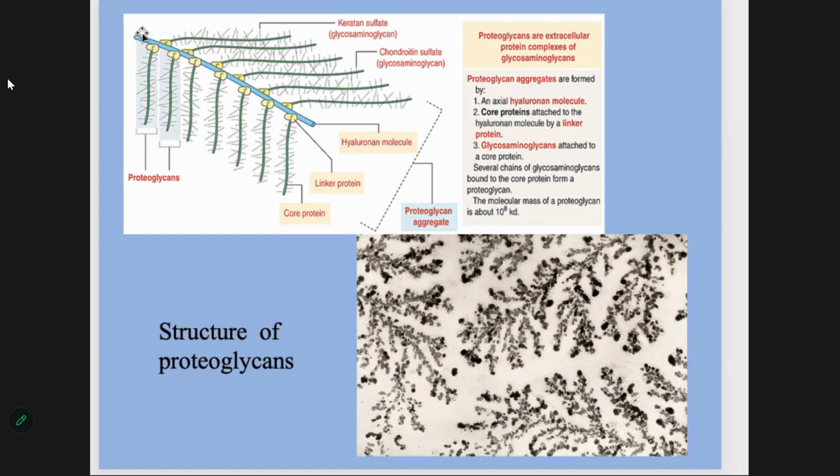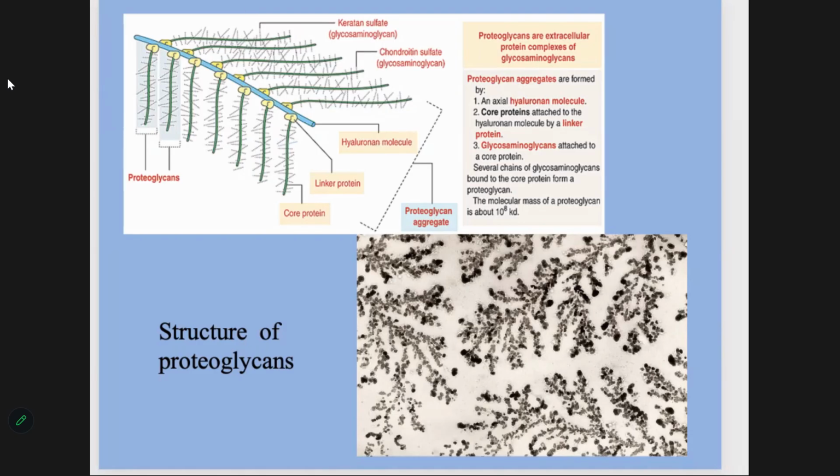At the base of this aggregate, there is the hyaluronan molecule. Linker protein attaches the core protein to the hyaluronan molecule. The core protein is crossed by sulfated glycosaminoglycans, keratan sulfate and chondroitin sulfate, and each molecule of sulfated glycosaminoglycans attaches many molecules of water. That is why the extracellular matrix of loose connective tissue houses a large volume of water, because of the presence of aggregates of proteoglycans.